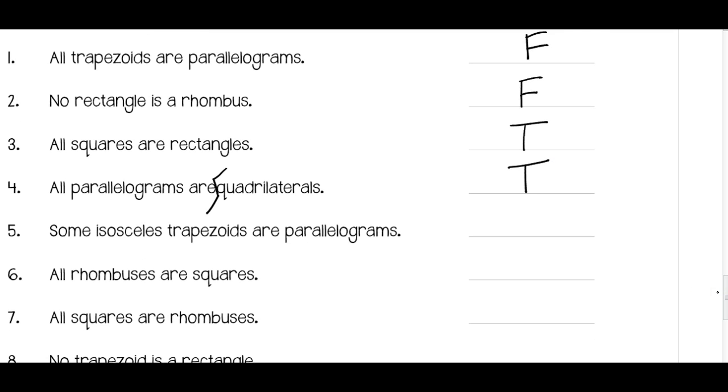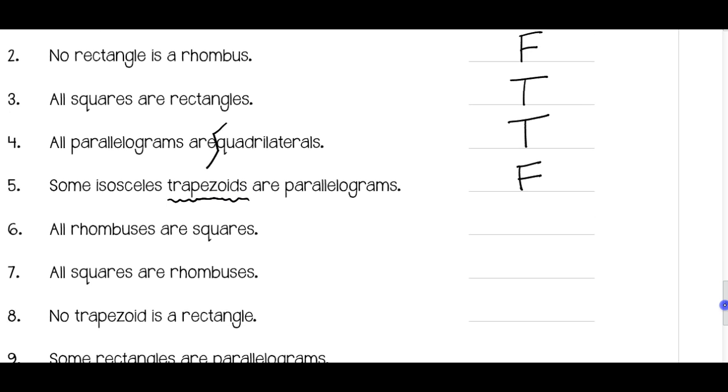Some isosceles trapezoids are parallelograms. This is false. For a trapezoid, it has to have exactly one pair of parallel sides, and a parallelogram has two. All rhombuses are squares. That's false. It's only a square if it has a right angle. All squares are rhombuses. This is true. Again, square is below rhombus in the tree, so it's going to be that also.